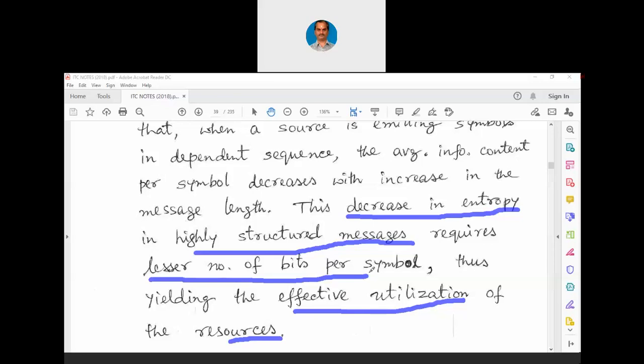Even though the information content does not increase there, the advantage is that we can convey the same information with a lesser number of bits. That is the idea here. When we can convey with a lesser number of bits, naturally for the same resource, we can send more bits which belong to other subscribers also. That way we can effectively utilize the resources.